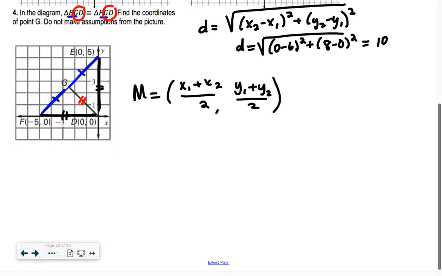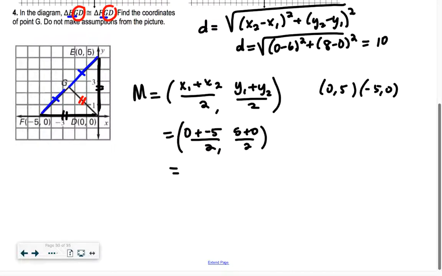So we do that. My 2 points were 0, 5 and negative 5, 0. So I'm going to find the average of the x's, average of the y's. So I'm going to add them together. And then I'm going to have 5 plus 0 divided by 2. So I get negative 2.5, 2.5. I was lucky. All right, make sense?